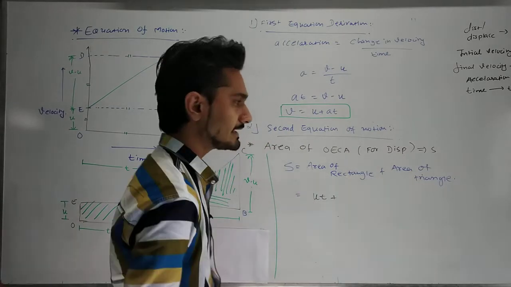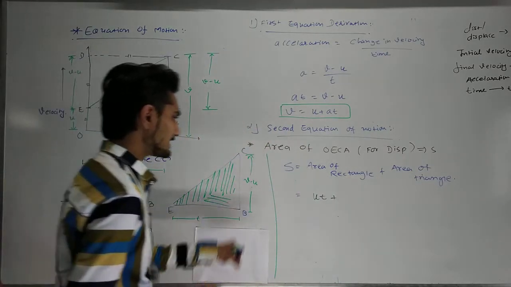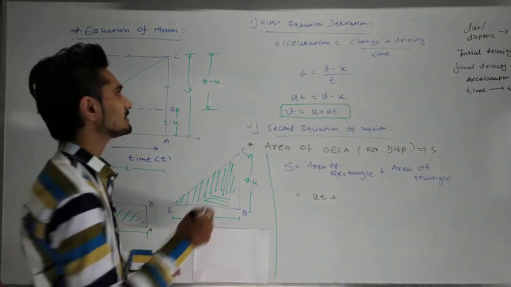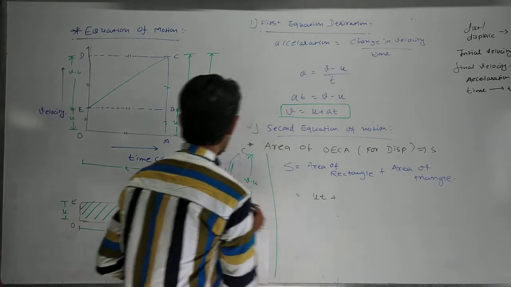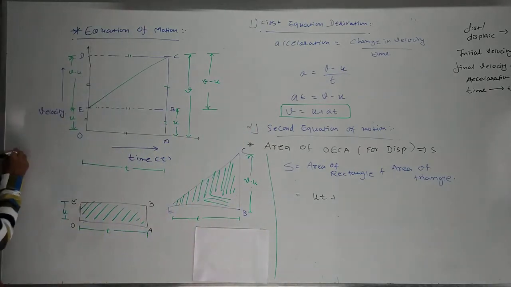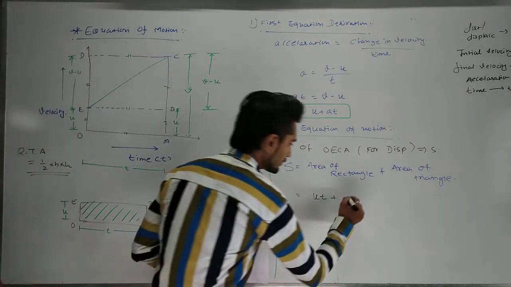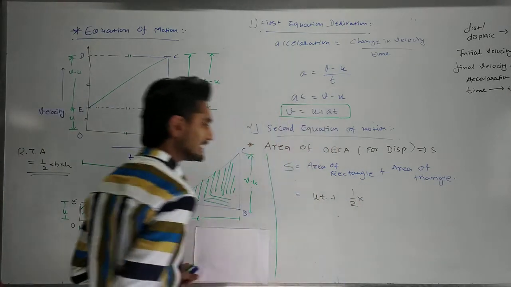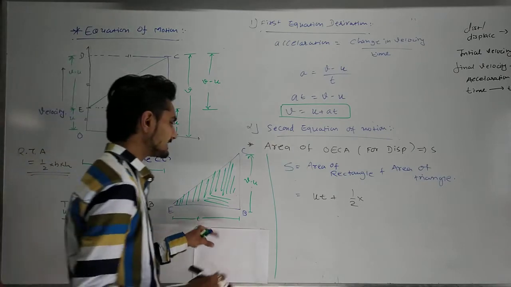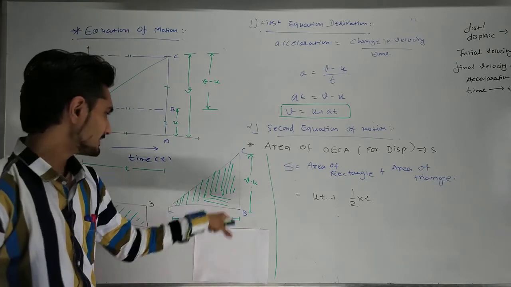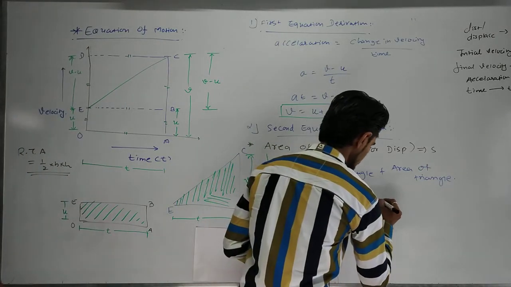How can I measure the area of the triangle? You can see it here. I can measure the area of the triangle because it is a 90-degree triangle. I can measure it with 1/2 base into height. How can I measure the right angle triangle's area? 1/2 base into height. So it gives us 1/2. Now what is the base? You can see it here, base is T. And what is the height? It is V minus U.